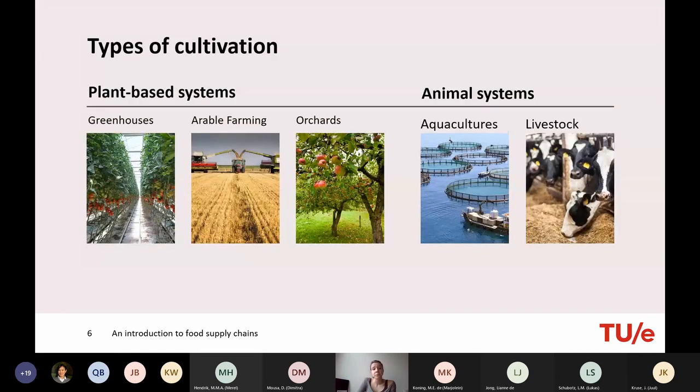There are different types of cultivation that we can consider. There are plant-based systems, for example, which can be greenhouses, arable farming, and orchards. And then in animal systems, we can differentiate, for example, between aquacultures and livestock systems, which are, for example, cows and pigs and so on.